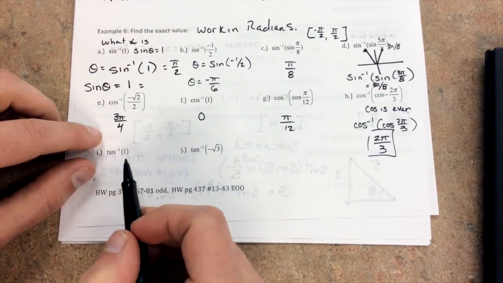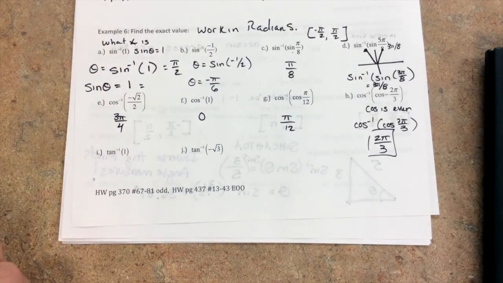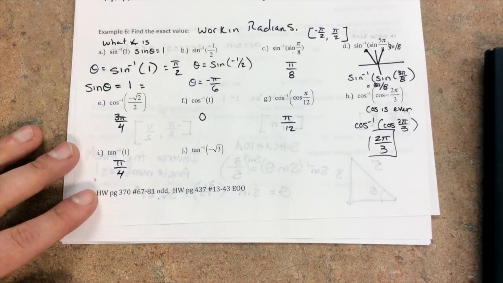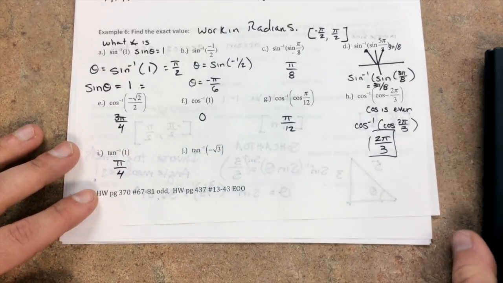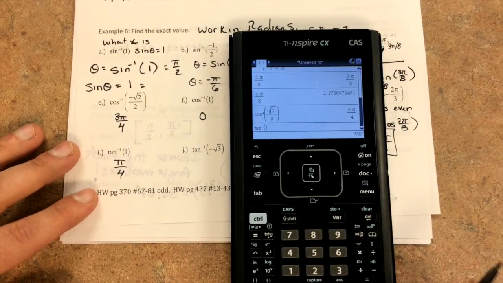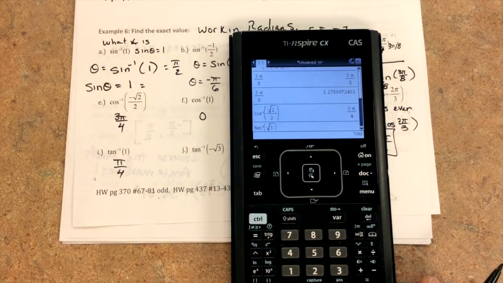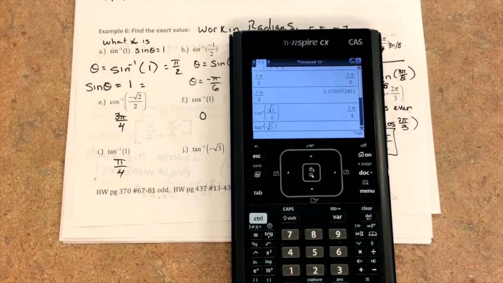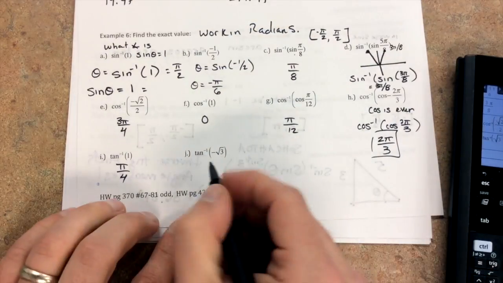Last bit, inverse tangent of 1. Where is tangent 1? Or where are the y and x values the same? Pi over 4. Inverse tangent of negative root 3. So we are in the fourth quadrant. Where is the inverse tangent of negative square root 3? That's where your y values are root 3 and your x values are 1, which should be negative pi over 3. Ta-da, negative pi over 3.